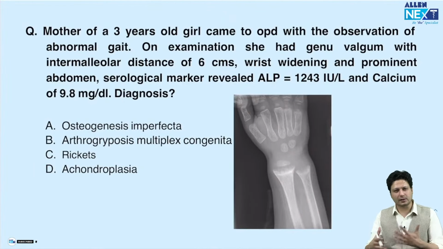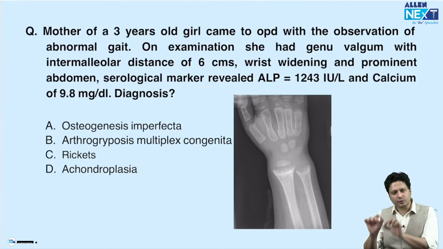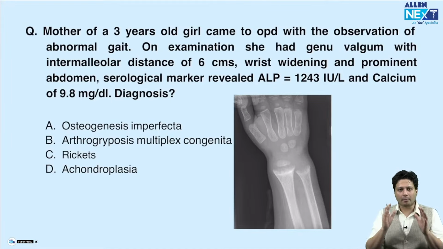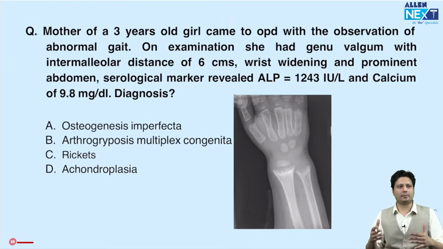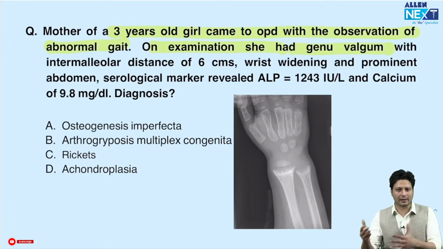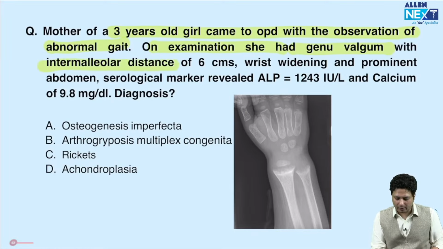Next question, next clinical scenario, which you already are aware of. So many times they have asked this question, and there is only one point of confusion that needs to be eliminated. A mother of a 3-year-old child came with the observation of the child having an abnormal gait. On examination, she had a genu valgum, with an intermalleolar distance of 6 centimeters, with wrist widening and prominent abdomen.